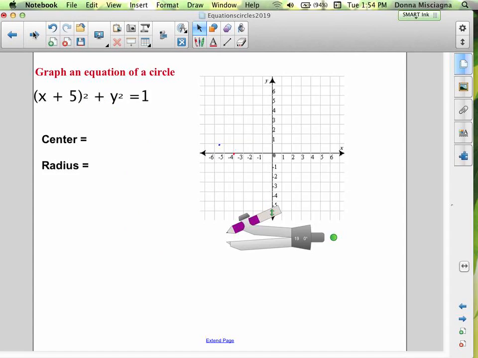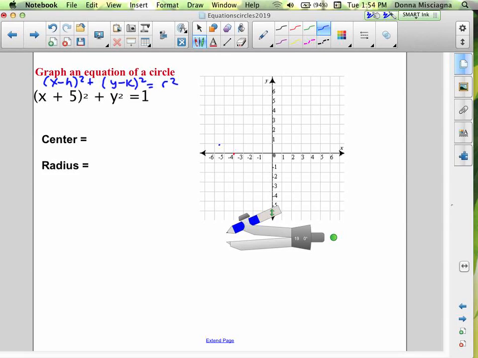All right, so again, this is the equation of the circle: x minus h squared plus y minus k squared equals r squared. That means this is x minus a negative 5 squared. And then this is just y squared, so that's like y minus 0 squared. If you want, I can write that in there. When you just have y, with nothing added to the x or the y, that's just like y minus 0. And then the square root of 1 is 1. So that means the center is negative 5, 0, and the radius is 1.